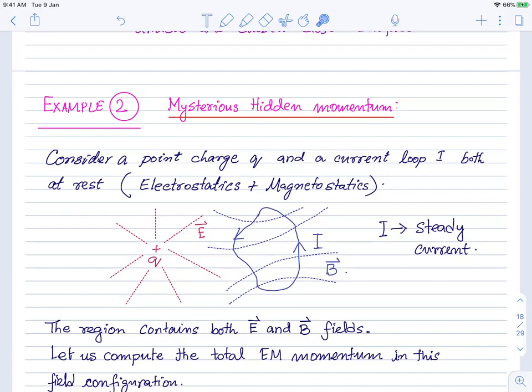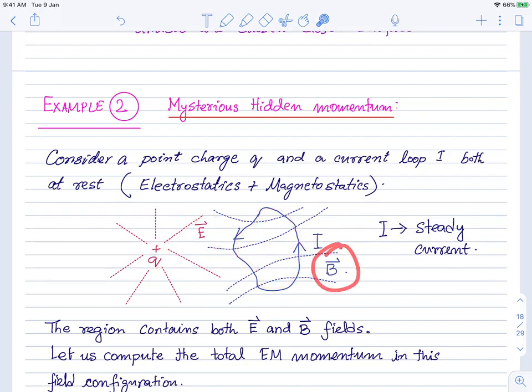Let us consider a static charge plus q, standing there, and a steady current loop. There is a steady current I passing through this loop. So the electric field that this static charge creates is independent of time.